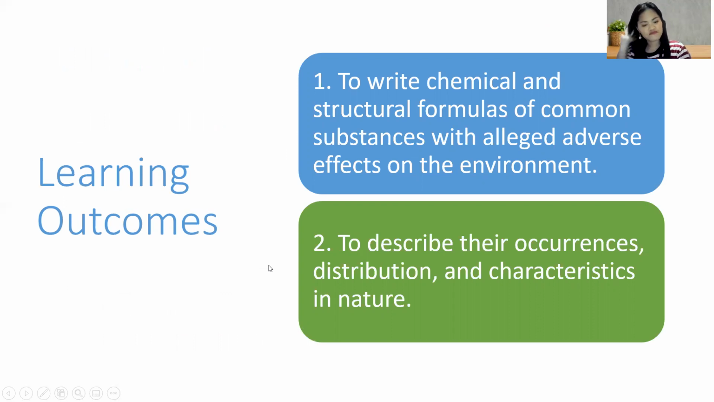but this is computer work. So the learning outcomes, or the objective of this exercise, is to write chemical and structural formulas of common substances with alleged effects on the environment. And second is to describe their occurrences, distribution, and characteristics in nature.